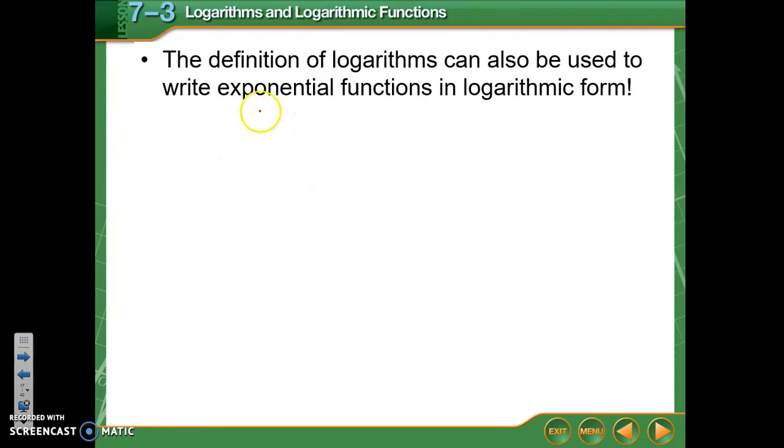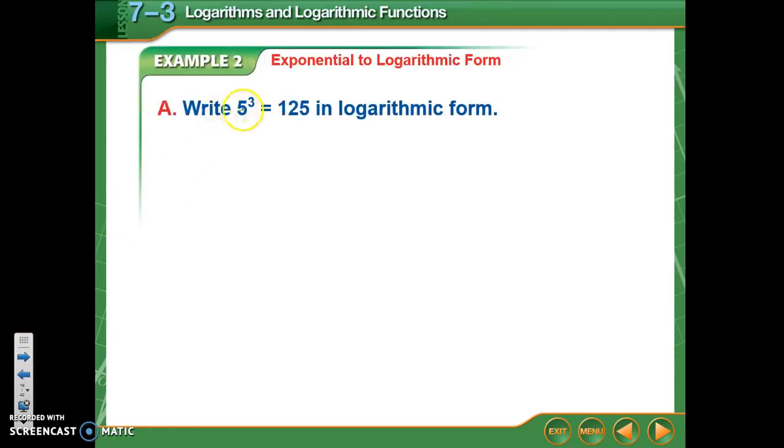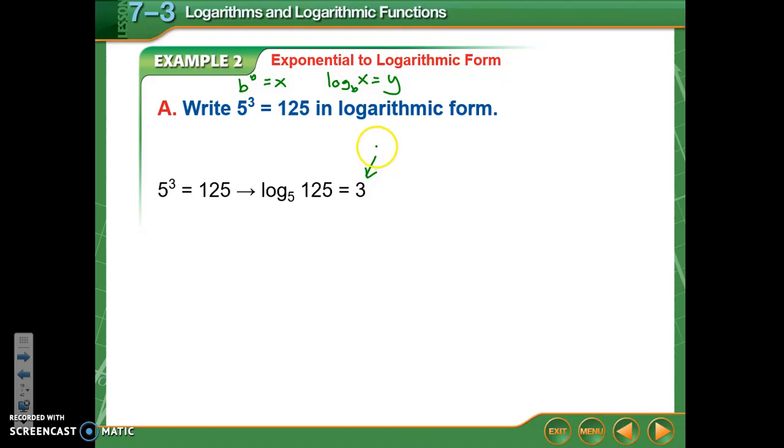All right, we can also go the other way. We can take something exponential and write it in logarithmic form. It's super important that you pay attention to what you're being asked so you know what format to write it in. So in this case, 5 cubed equals 125. So remember, this is b to the y equals x, and we want to put it into log base b of x equals y. So if I follow that format, 5 is b, 3 is y, and x is 125, and remembering that in logarithmic form, the logarithm is always equal to the exponent. So log base 5 of 125 equals 3.